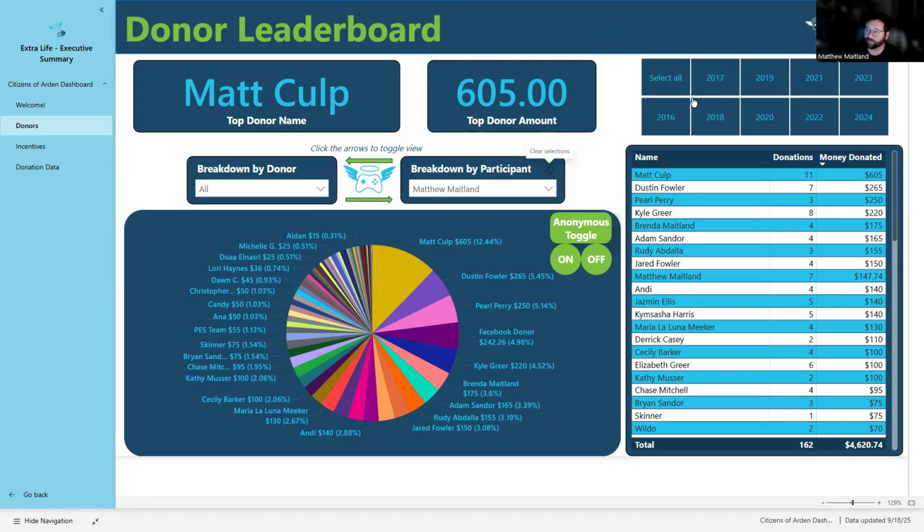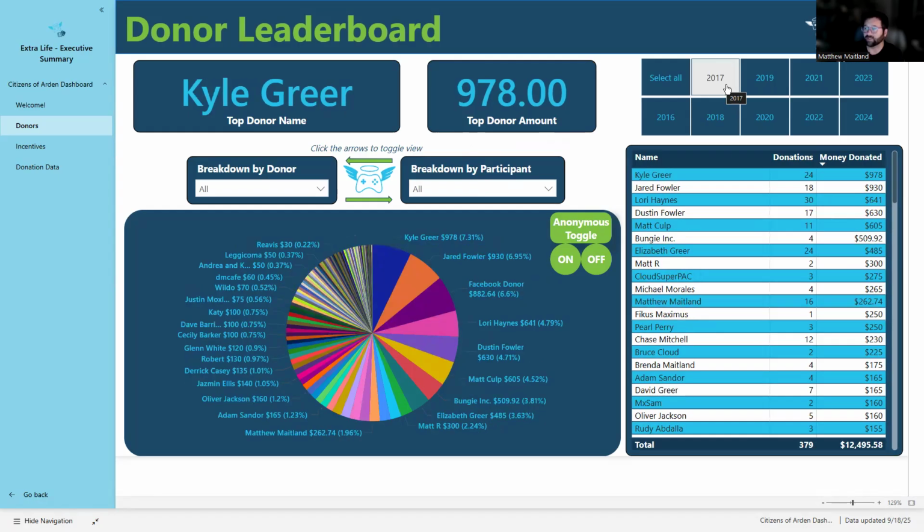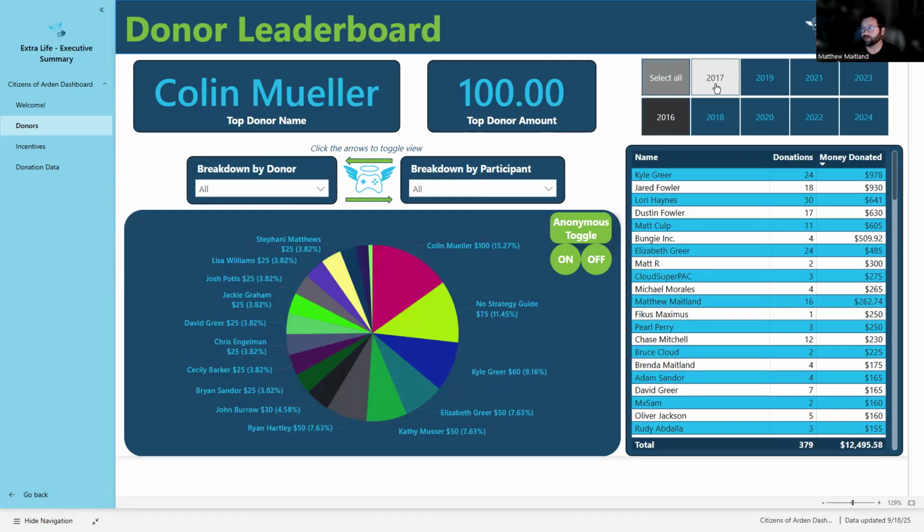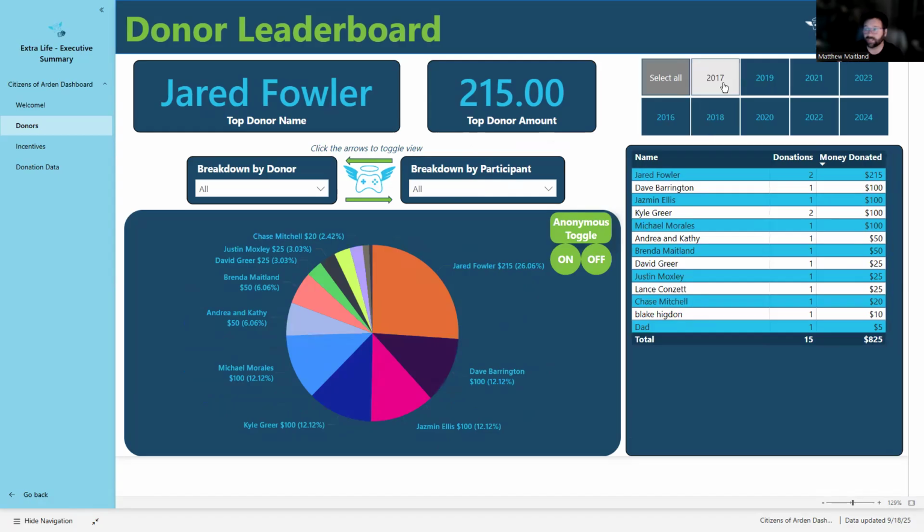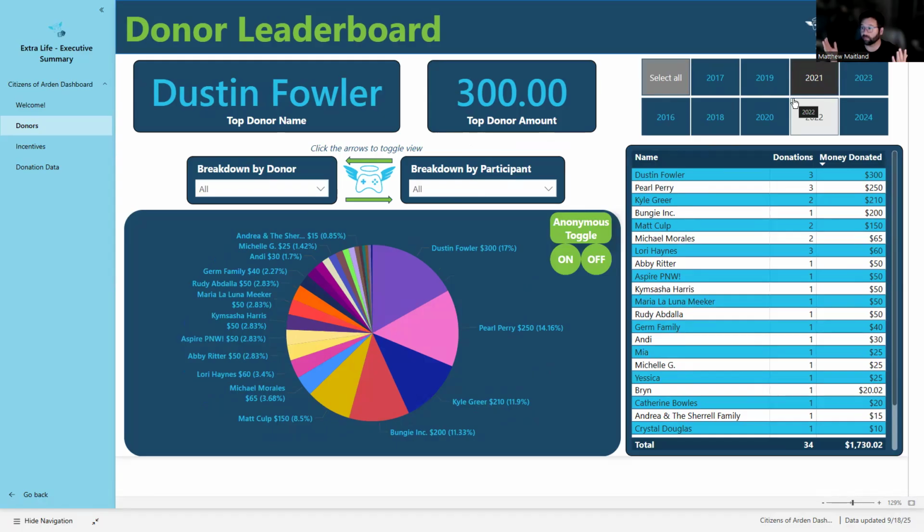And there's also a breakdown for the year as well. So if we're curious who our top donors were each year, you can see here in 2017, Jared was actually our top donor that year with $215. If we look at 2021, which is our most beneficial year that we've had, we can see Dustin Fowler was our top donor that year with $300, followed by Pearl Perry with 250, and then Kyle Greer with 210. So we can see these breakdowns by year, and we're just really thankful and appreciative of what everybody does for us.